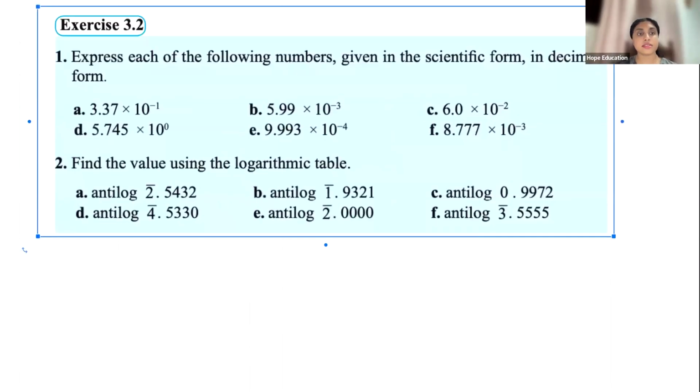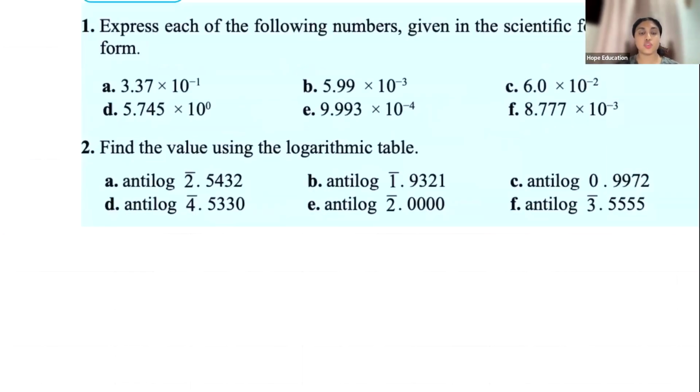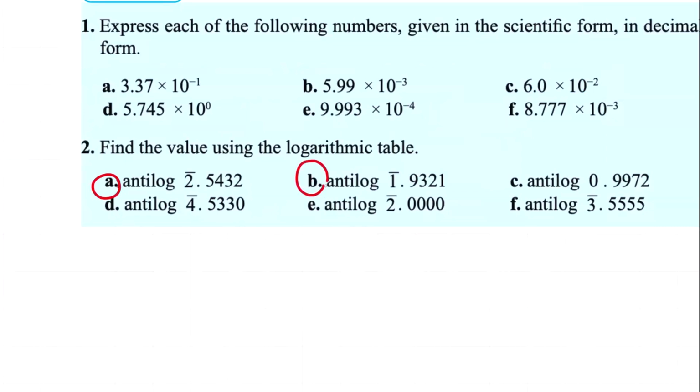In the second Roman number, do A and B. A and B. Quickly do. I think 4 minutes would be enough, no? Quickly do.